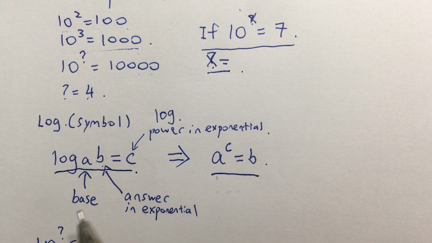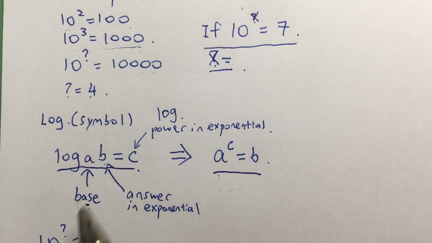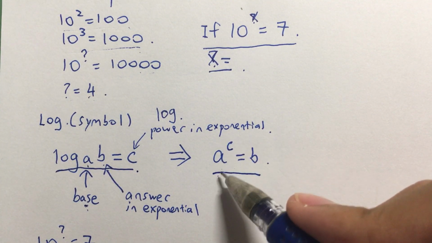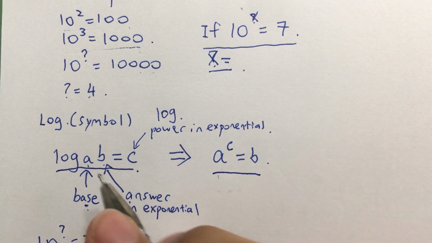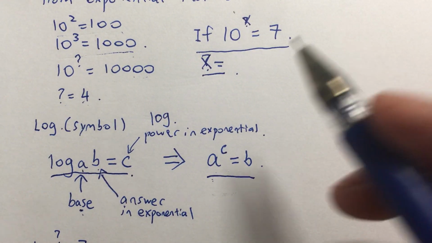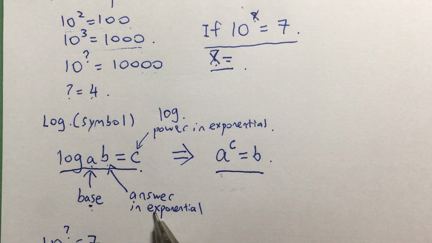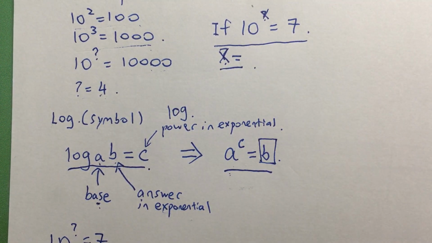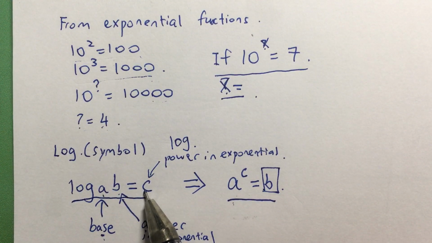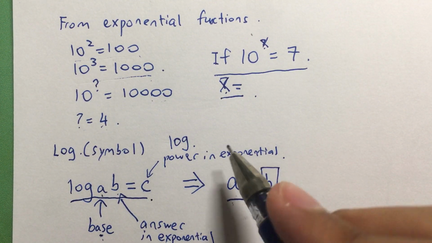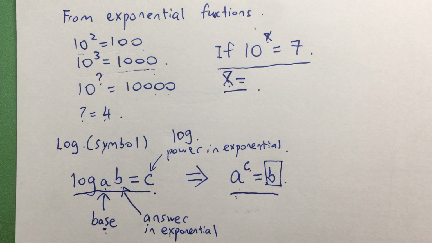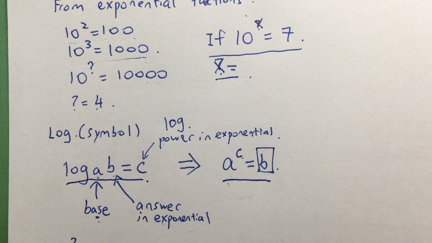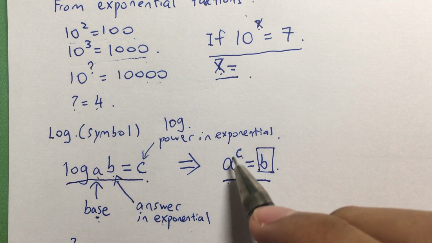The a is a base. We call a the base in logarithms. And this a is actually the a in exponential form. They are representing the same thing. And for b, b is the answer in exponential form, which is this. The two b's are at the same place. And the c is the power in exponential form, which is this c. So we can see that log is just another way to express the exponential form.